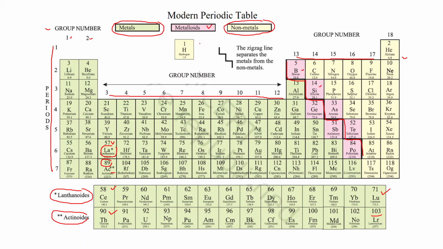Hydrogen is given a separate position because its properties resemble those of both the first group elements and the 17th group elements. That's why it is given a separate position.